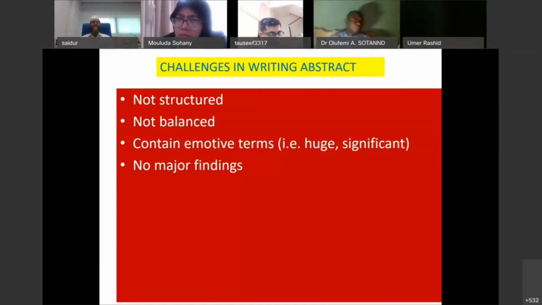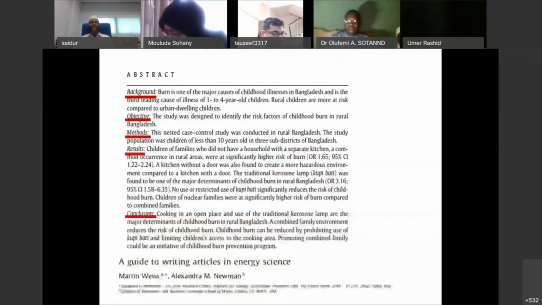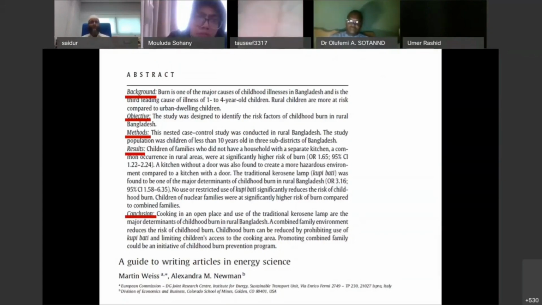So these are some of the things that happen in some cases. This slide is very important. You can take a snapshot and keep it. It is very important for early career researchers, even those who are experienced and do not know how to write an abstract in a structured way.